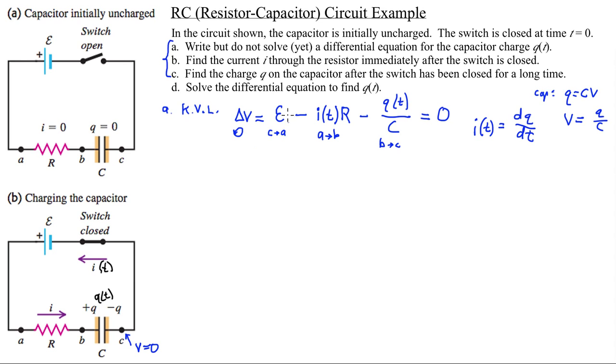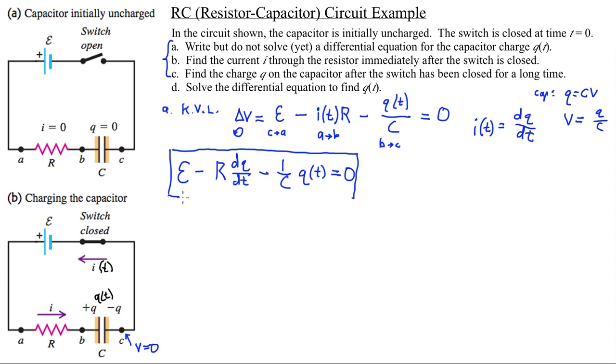So the differential equation that we get to is going to be, I'm going to write it here first, as EMF minus R dq/dt, minus, just to make things a little nicer looking, 1 over C times q of t, equals 0. This here is a good enough answer for part A. You don't need to simplify any further. This is a differential equation in q of t, and that is all you would need for part A on the AP exam.